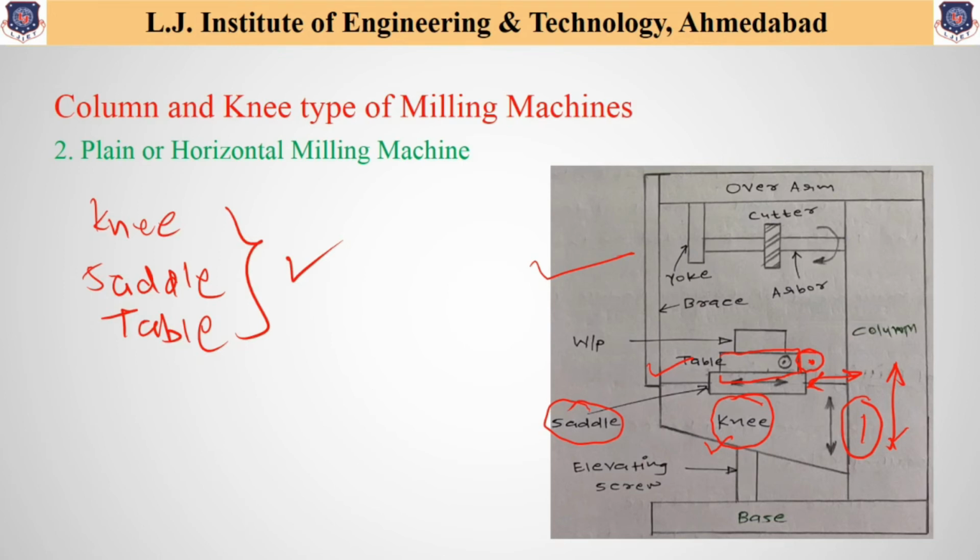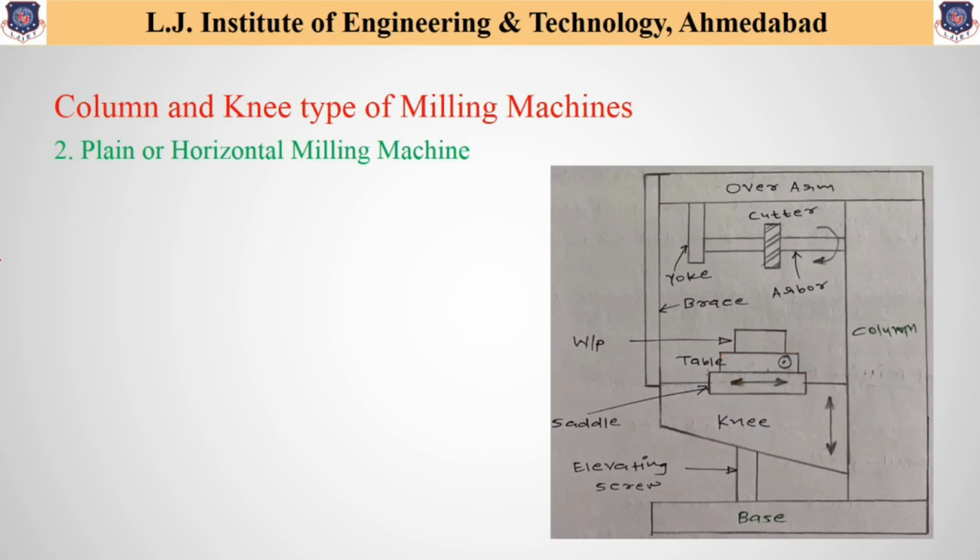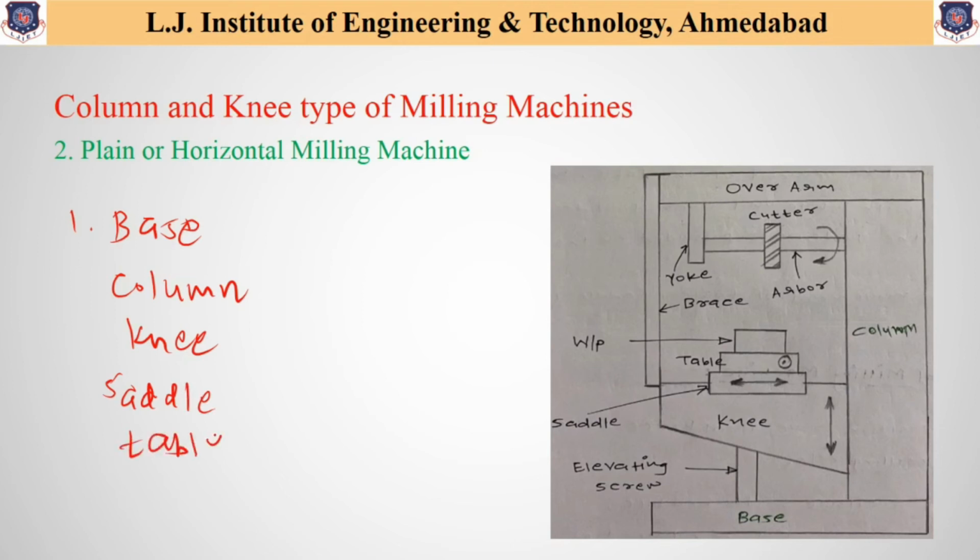Now continuing our topic about the different parts. Up to now, let us first summarize. We have discussed some of the parts. First one is the base, second one is the column, knee, saddle, and table.